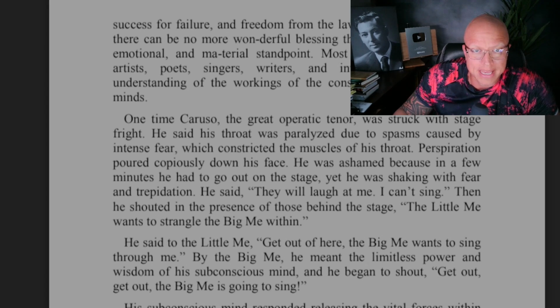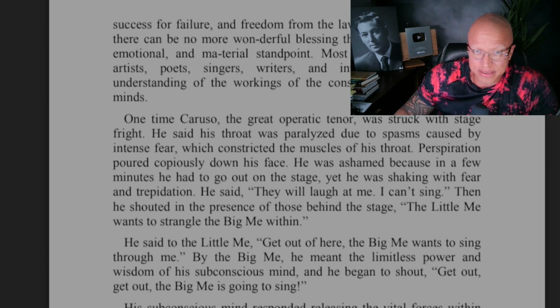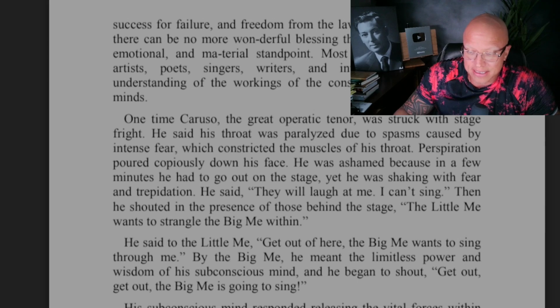He said, "They will laugh at me. I can't sing." Then he shouted in the presence of those behind the stage, "The little me wants to strangle the big me within." He said, "The little me, get out of here." So he's commanding his objective self. He's telling his little me, which is the objective self, his conscious self, to come out. And the big me that he refers to is his subconscious mind. So get out of here. The big me wants to sing through me.